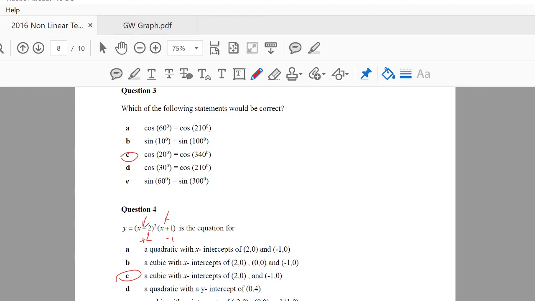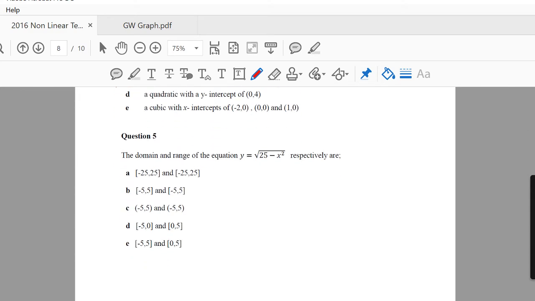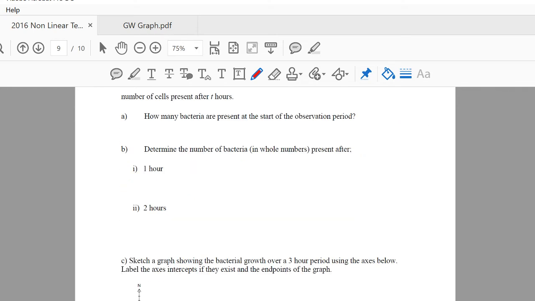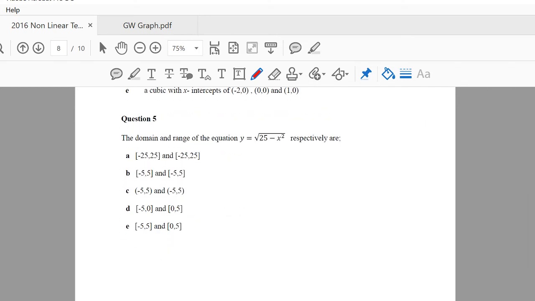Question 5. The domain and range of that. Okay, so this is one of those weird forms of a circle. If we have a look at a circle, got a bit of space to write this up actually. Let's have a look at what a circle looks like in its formula state.